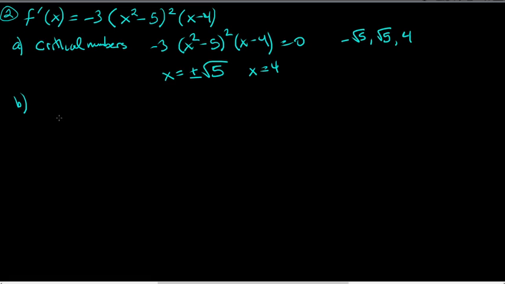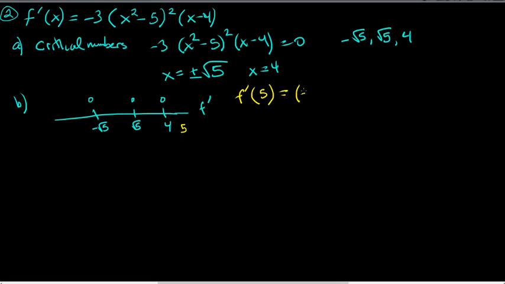And then in part D, I just wanted the sign chart. So just like I did in the video, I drew a sign chart for the derivative, and I just marked off the critical numbers. We have negative square root of 5, positive square root of 5, and 4, and that's where the derivative is 0, right? And then, how do you get the signs? Well, the easiest way is just plug into the derivative some number in this interval. Let's plug in 5, right? That's bigger than 4. So if you plug in 5, you just get negative 3.